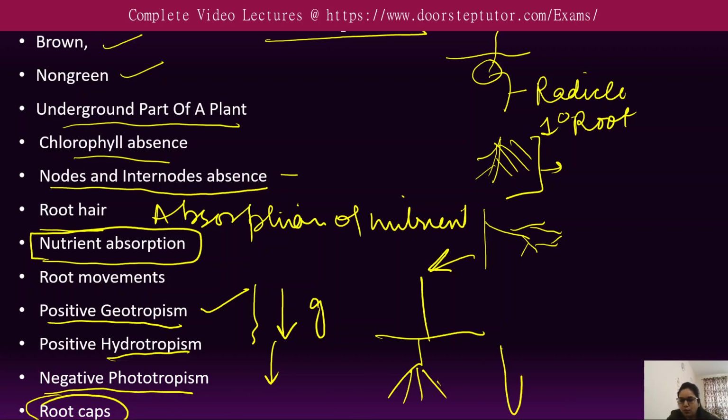Suppose this is the root, and at the tip it has the root cap, which helps as protection. The actual tip of the root is covered by a root cap, which protects the developing tip as it clears its path through the dirt. And the apical meristem cells are present directly under the root cap.